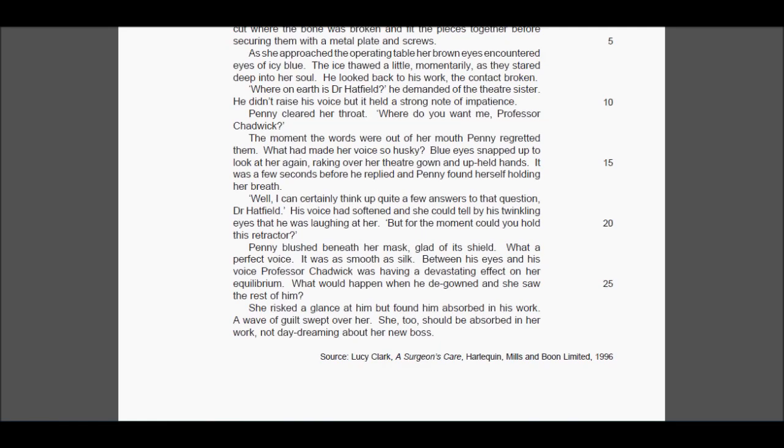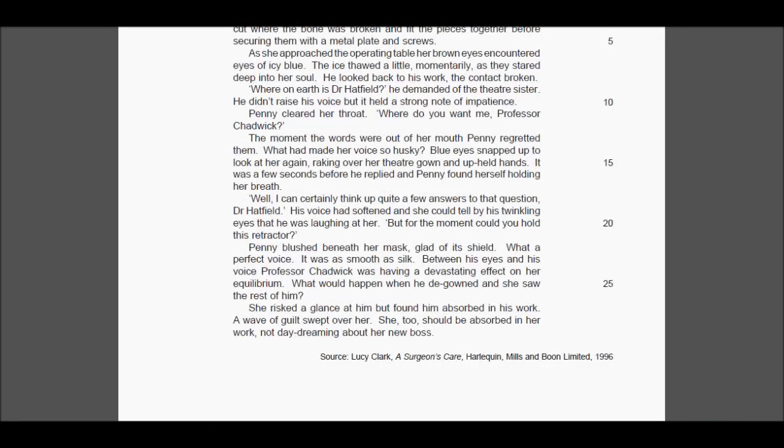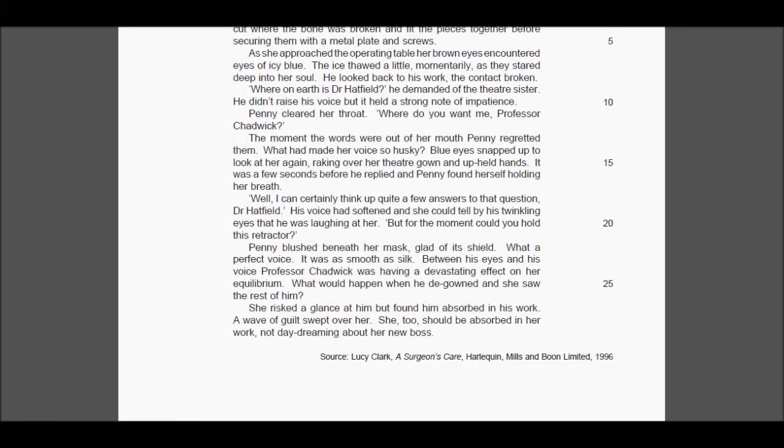Penny blushed beneath her mask, glad of its shield. What a perfect voice. It was as smooth as silk. Between his eyes and his voice, Professor Chadwick was having a devastating effect on her equilibrium. What would happen when he degowned and she saw the rest of him? She risked a glance at him, but found him absorbed in his work. A wave of guilt swept over her. She, too, should be absorbed in her work, not daydreaming about her new boss.